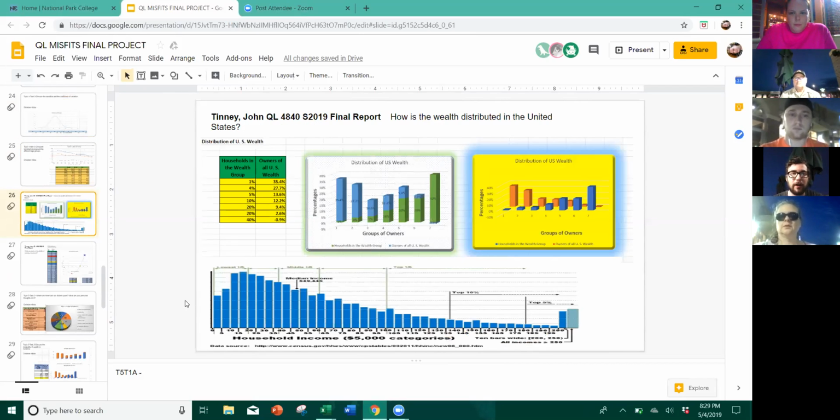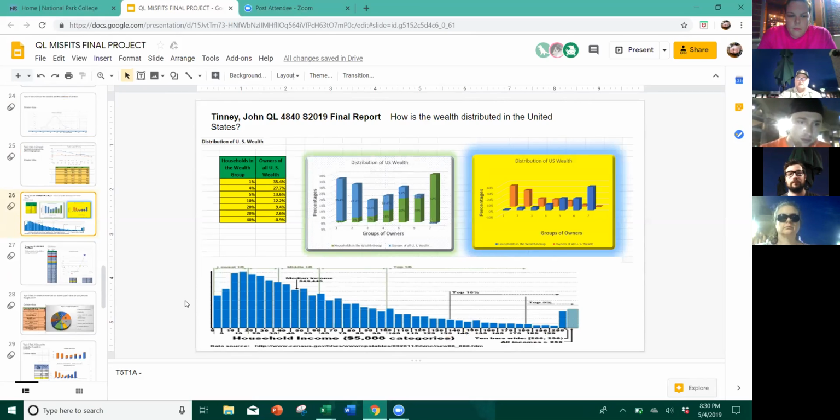John T., the next one: how is the wealth distributed in the United States? Well, the wealth in the United States is distributed very unequally, with only 1% of households owning 35% of all the wealth. You can see by these charts and graphs that I've created in Excel, with the information on the left that we made the graphs from, that the blue shows that 1% of the people own 35% of the wealth, and it just kind of shows by those bar graph charts.